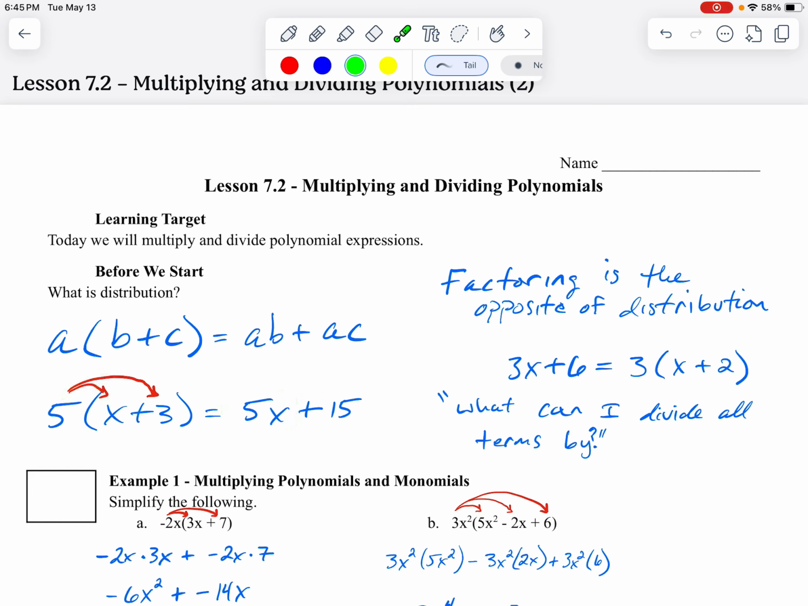We're going to start going in the opposite direction of this a little bit too. So imagine going from here and kind of thinking backwards. That's what we call factoring. So factoring is the opposite of distribution.